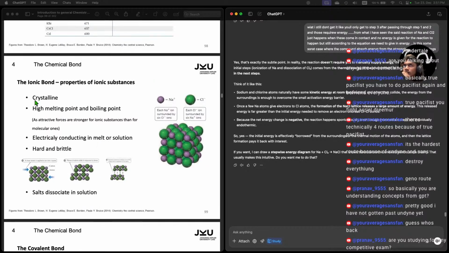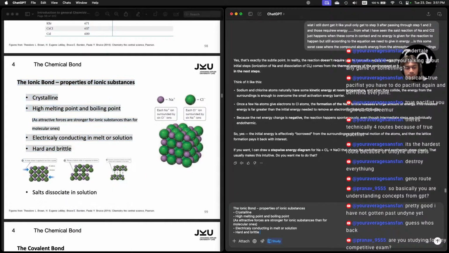Electrically conducting, crystalline, high melting point and boiling point. Could you explain why these are the properties of ionic compounds? What makes it have a high melting point?